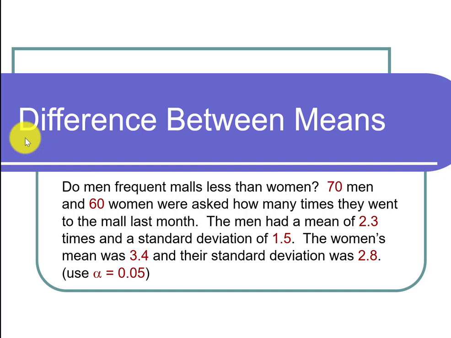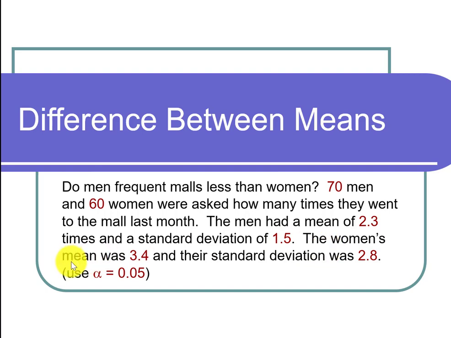This is a video on a hypothesis test for the difference between means. The question states, do men frequent malls less than women? 70 men and 60 women were asked how many times they went to the mall last month. The men had a mean of 2.3 times and a standard deviation of 1.5.